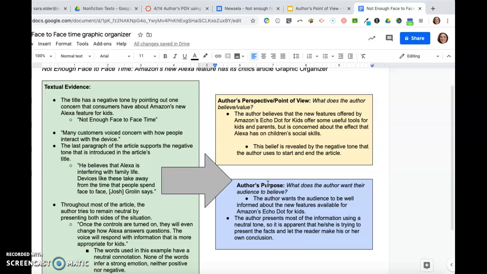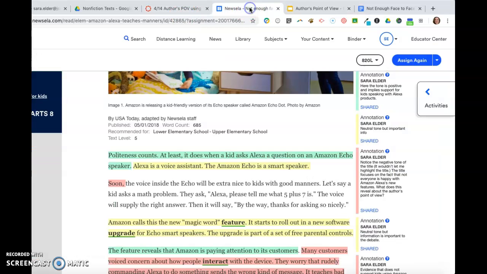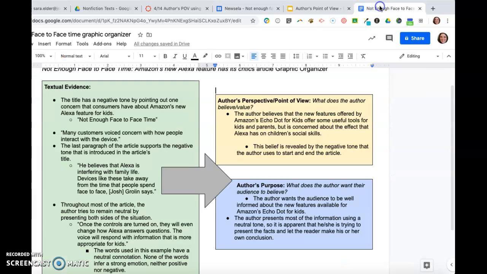So for the article you're going to read Wednesday, you're going to do the same thing where you're going to highlight it for the different point of views that are apparent, and then complete a graphic organizer like this.